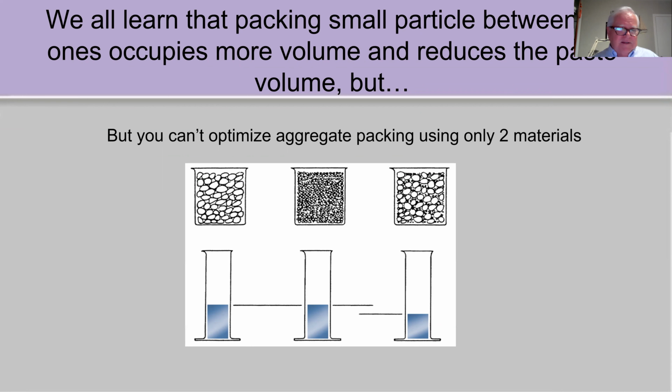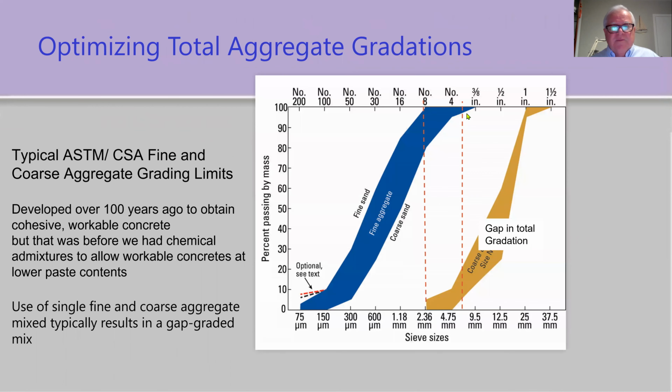But you can't optimize aggregate packing using only 2 materials. Here's a typical gradation used in North America for fine aggregate, in blue here, the envelope, and it falls in the envelope really well. And in gold here is the coarse aggregate envelope. But when you put them together, we end up with a gap in the middle, which I'll show you in a minute.